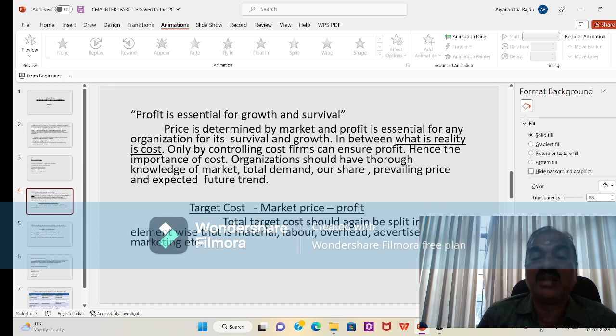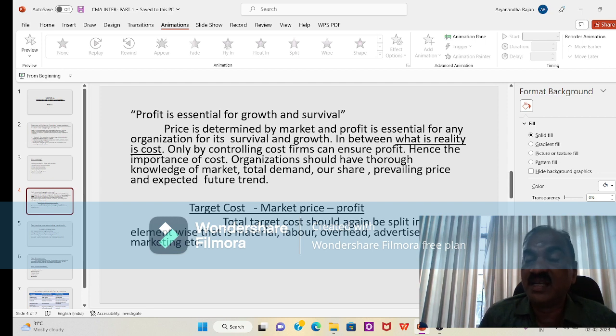Only by controlling the cost can a firm ensure profit, because if cost increases, they cannot enhance the selling price, since all others are also manufacturing this product and are well established in the market. So we cannot enhance the price. So all organizations can survive only if they exercise the best control over the cost. So target cost is the order of the day.